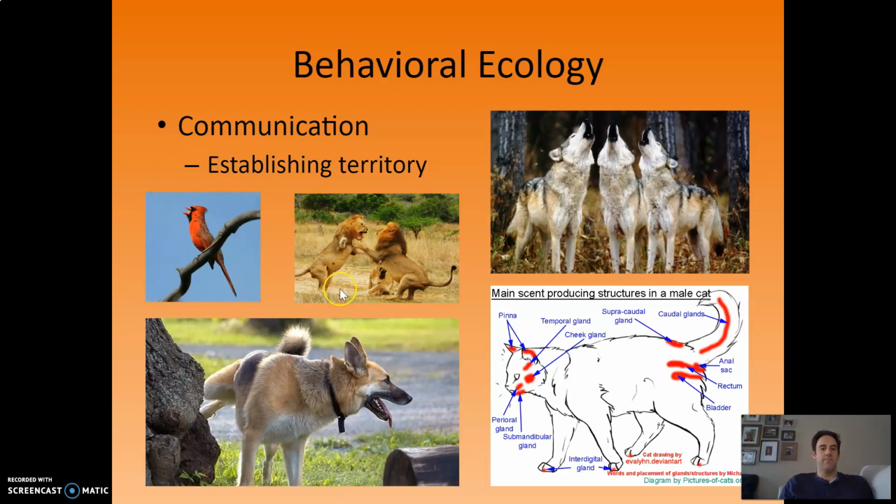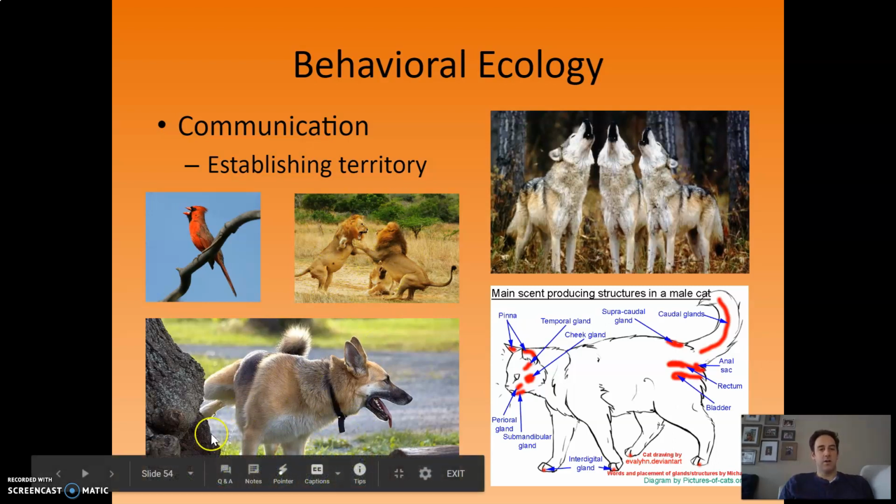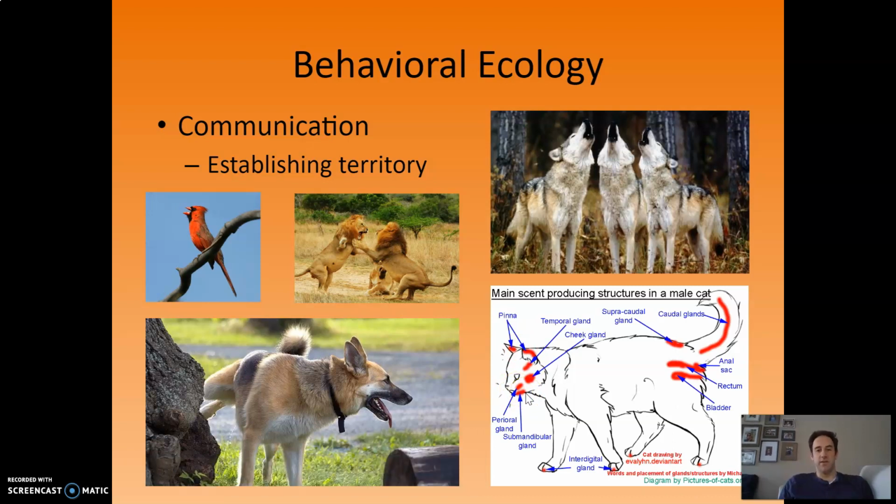Wolves howling. Lions fight and communicate about territory. Your dog peeing is kind of a way of saying, hey, this is my territory, my turf. Your cat might rub its face on you, or its butt, or its tail. They have scent glands on there that are rubbing smell on you. And so when they're rubbing you with their face, they're basically marking you as part of their territory. They're saying, you belong to me, human.